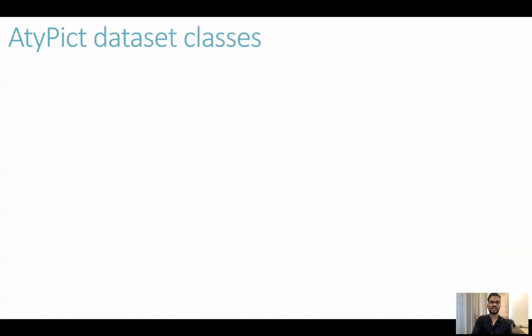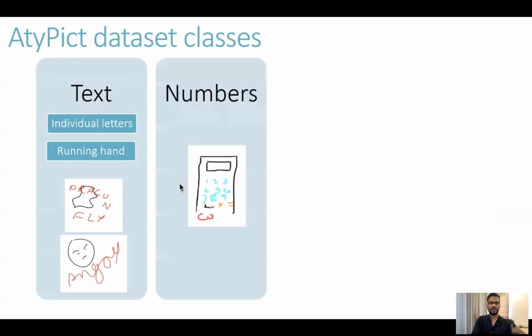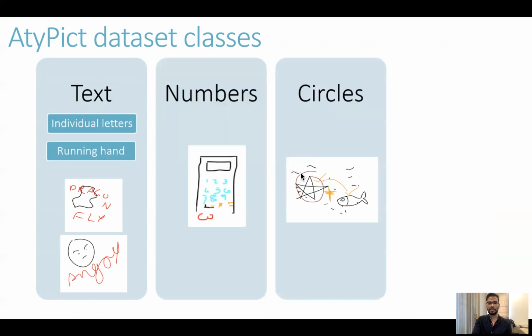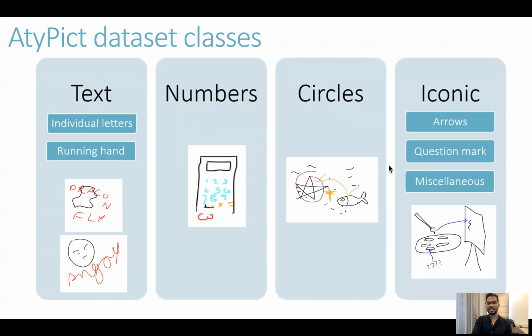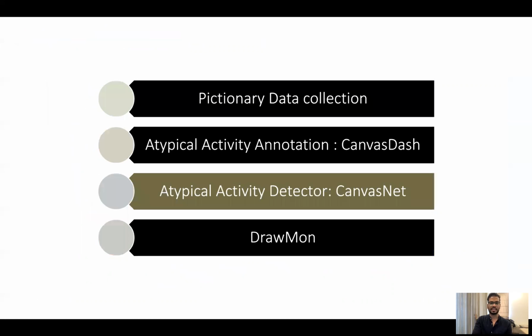Let's see what the atypical dataset classes are. The first one is the text class, which contains individual letters and running letters. Running letters are basically written without any breaks, unlike individual letters. Numbers and circles for highlighting a part of the sketch, and miscellaneous, question mark, and arrows are all part of the iconic atypical dataset class. Miscellaneous can contain pluses, minuses, tick marks, double-headed arrows, etc. This bar graph shows the distribution of the number of sessions across categories. We have the individual letter as the dominant category in our dataset.